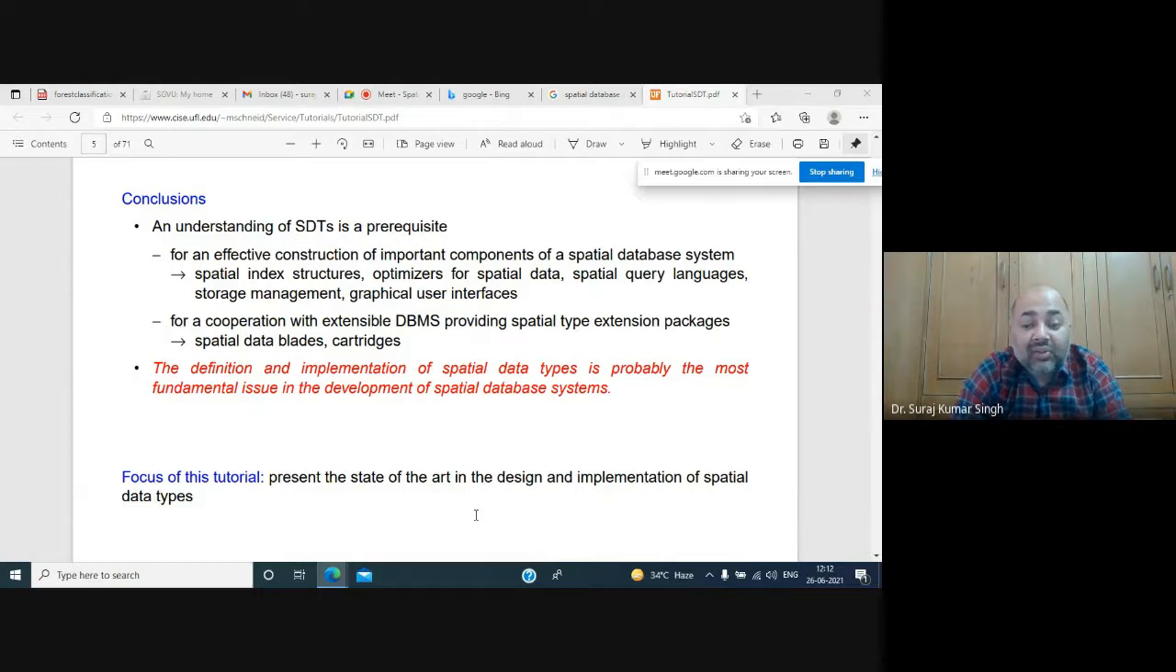And for an effective construction of important components of a spatial database management system, like spatial index structures, optimizations for spatial data, spatial query language, storage management, graphical user interface, and for cooperation with extendable DBMS providing a spatial type extension package, for spatial data blades and cartridges, the definition and the implementation of spatial data types is probably the most fundamental issue in the development of a spatial data system.